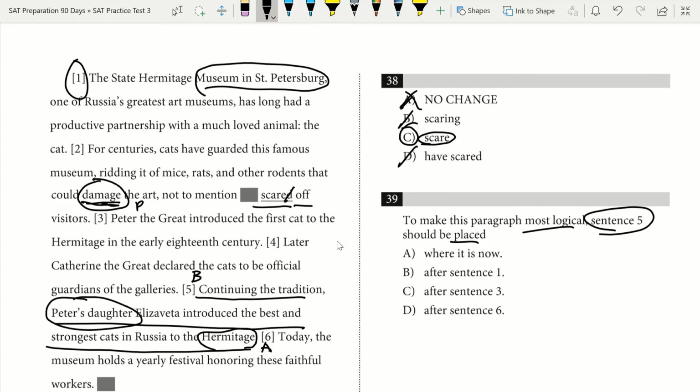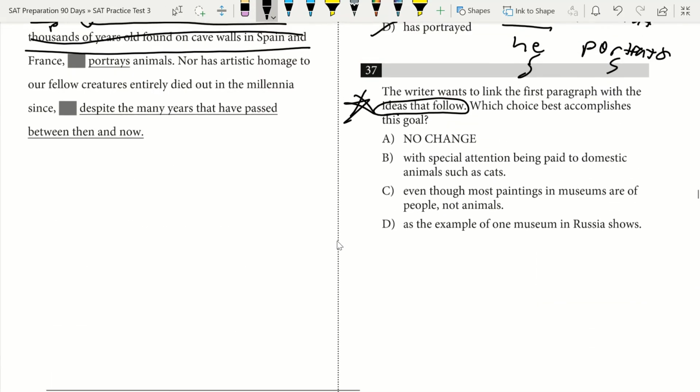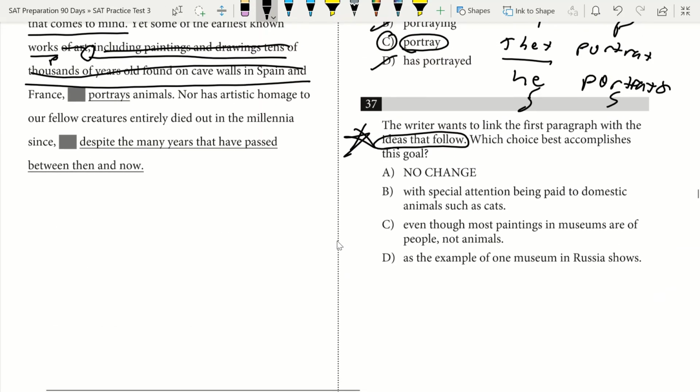So I'm going to go back up to 37 and see if I can answer that. If we're linking that first paragraph, we got A, despite many years have passed between them and now. No, because we just talked about that. Died out in millennia since. That one doesn't cover anything with museum and cats. B, with special attention being paid to domestic animals such as cats. No, because that doesn't touch on our museum at all. C, even though most paintings in museums are people, not animals.